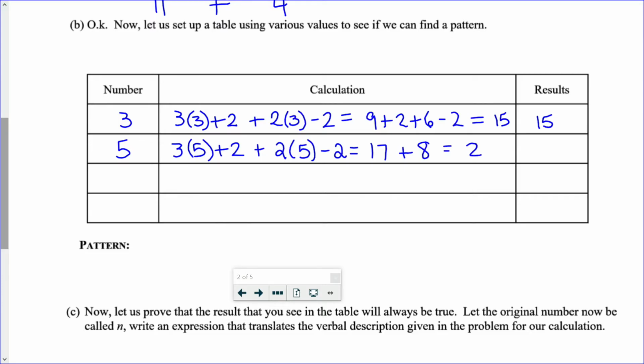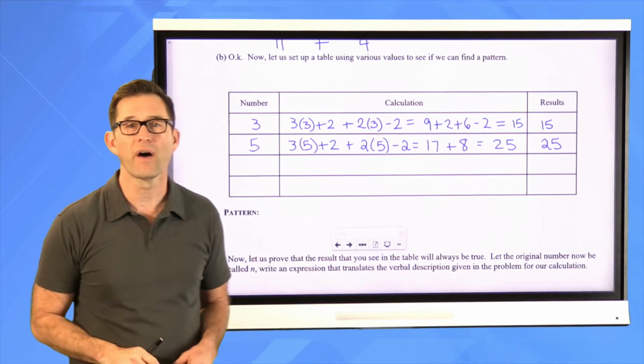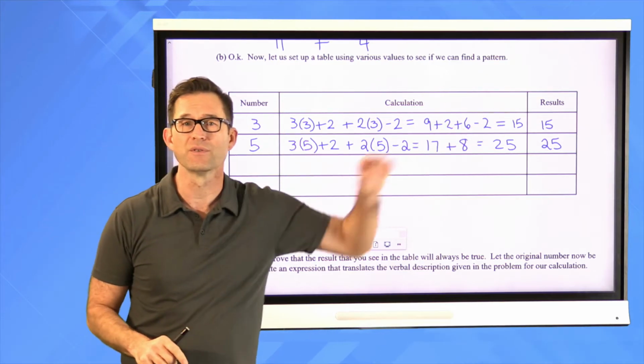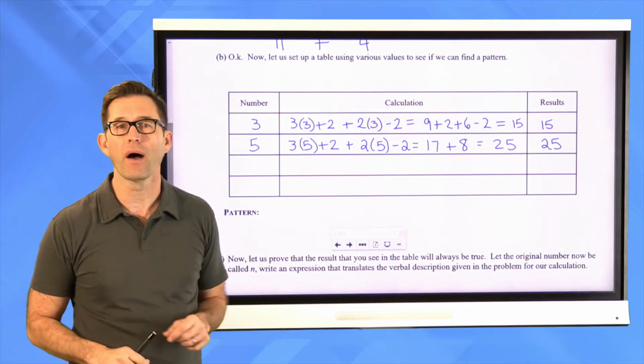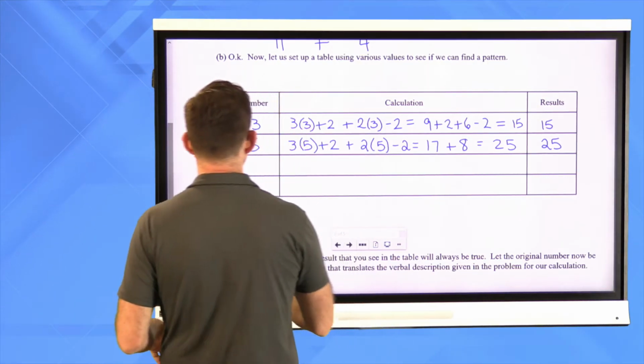17 plus 8 is 25. So the result is 25. So when I started with 5, my end result was 25. When I started with 3, my end result was 15. We did a couple odds. Let me go with an even. Let me go with 8.